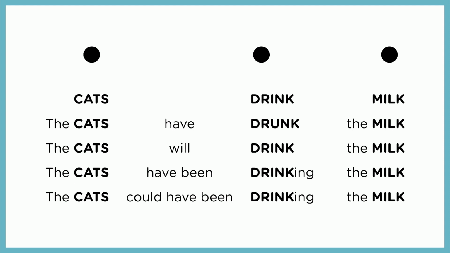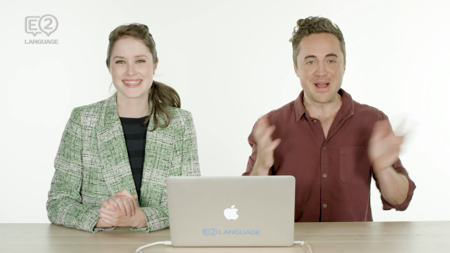Oh, yeah. Cats drink milk. The cats have drunk the milk. The cats will drink the milk. The cats have been drinking the milk. The cats could have been drinking the milk. Could have been. Beautiful. Sounds so fluent too. Could have been. Amazing. Emma, that was amazing.